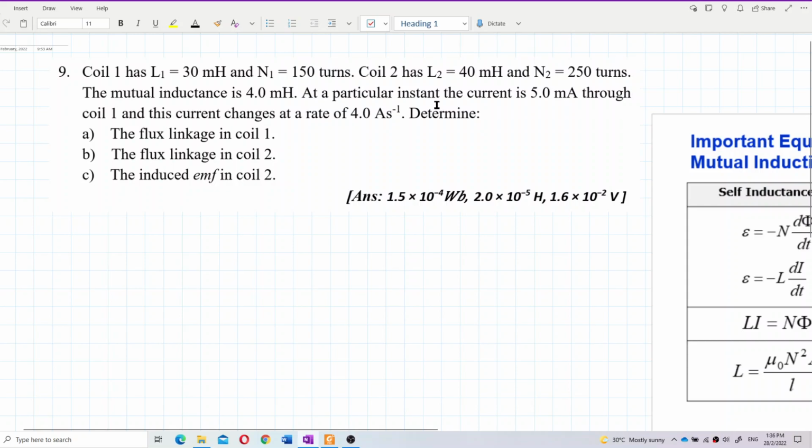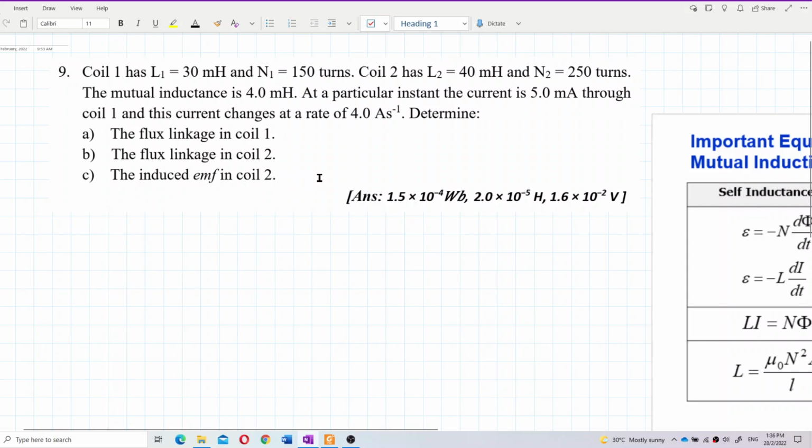At a particular instant, the current is 5 milliampere through coil 1, and this current changes at the rate of 4 ampere per second. Determine the flux linkage in coil 1, the flux linkage in coil 2, and the induced EMF in coil 2.